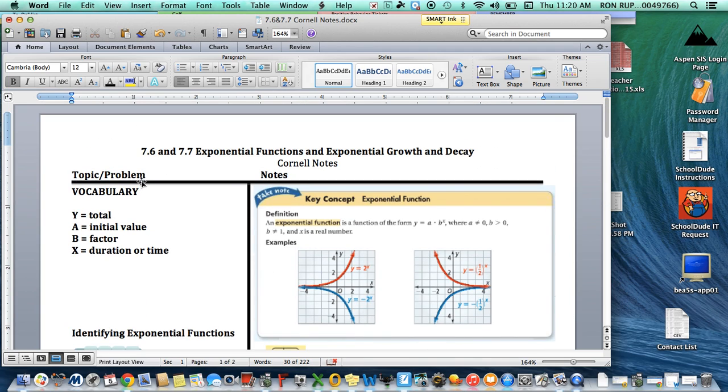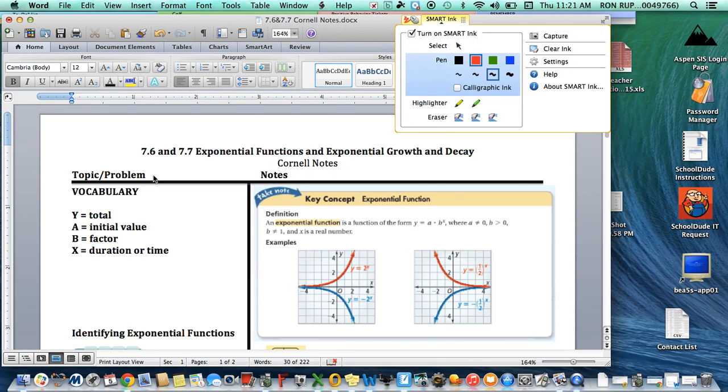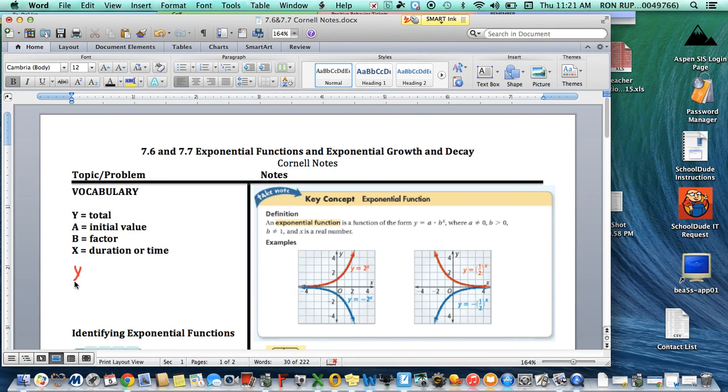Keep this in mind as we go over all of this information. Y is going to be kind of your total amount or your output. A is your initial value or your starting value. B is your factor. And the little x, where the exponent is, is the duration or the time. And so that'll give us this form, y equals a times b to the x.